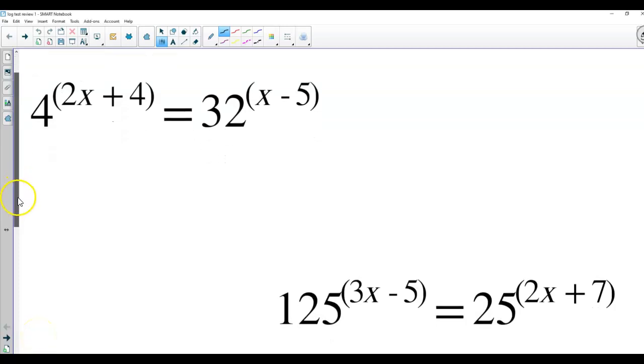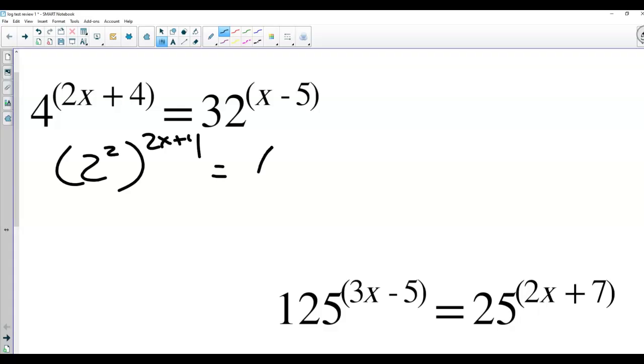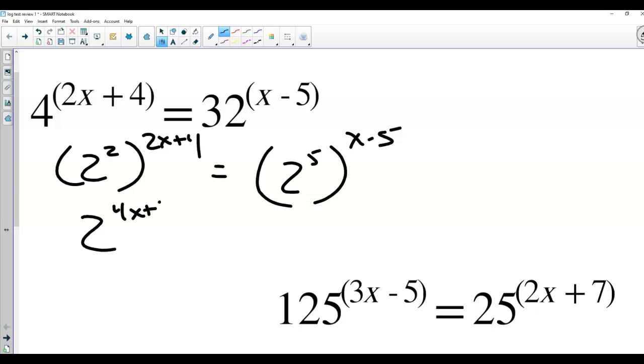So when we have problems like this, we've got to get a similar base. With 4 and 32, they can both be written with a base of 2. And now we have 4x plus 8, 5x minus 25. Okay, what you have to recognize here is this is all manipulation. I'm not changing the value of anything. 2 squared equals 4. 2 to the 5th equals 32.